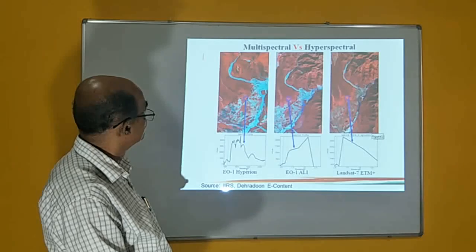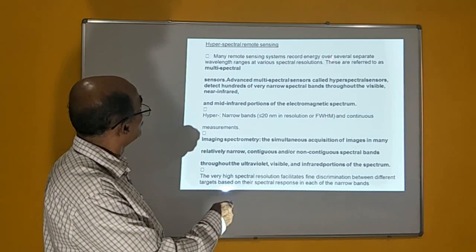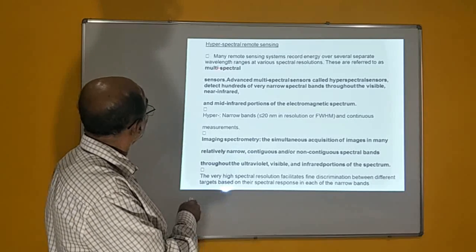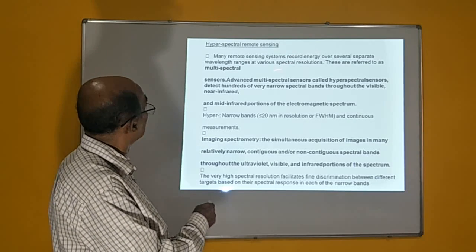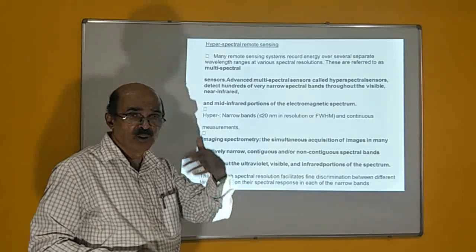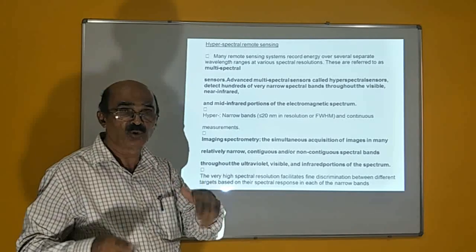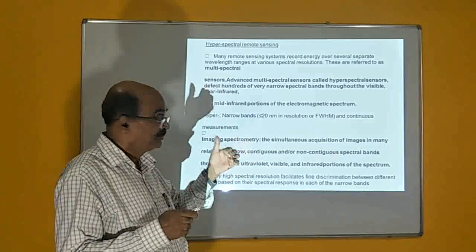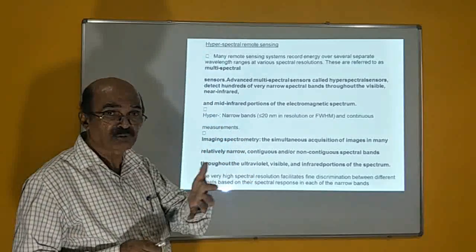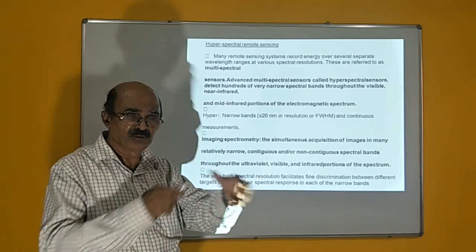Next slide. In multispectral remote sensing, which records energy over several separate wavelength ranges, at various spectral resolutions, these are referred to as multispectral. Normally in hyperspectral remote sensing, the weightage will be given more to the spectral resolution, because we have more number of spectral bands. I said in the beginning, we have number of spectral bands and which will be contiguous.